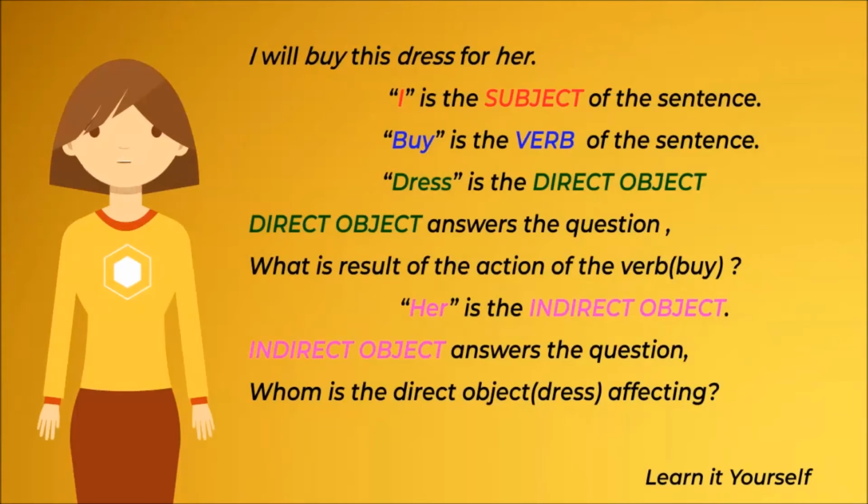I will buy this dress for her. I is the subject of the sentence. Buy is the verb of the sentence. Dress is the direct object. What is a direct object? A direct object answers the question, what is the result of the action of the verb buy? Her is the indirect object. An indirect object answers the question, whom is the direct object, the dress, affecting? Her. So her is the indirect object.